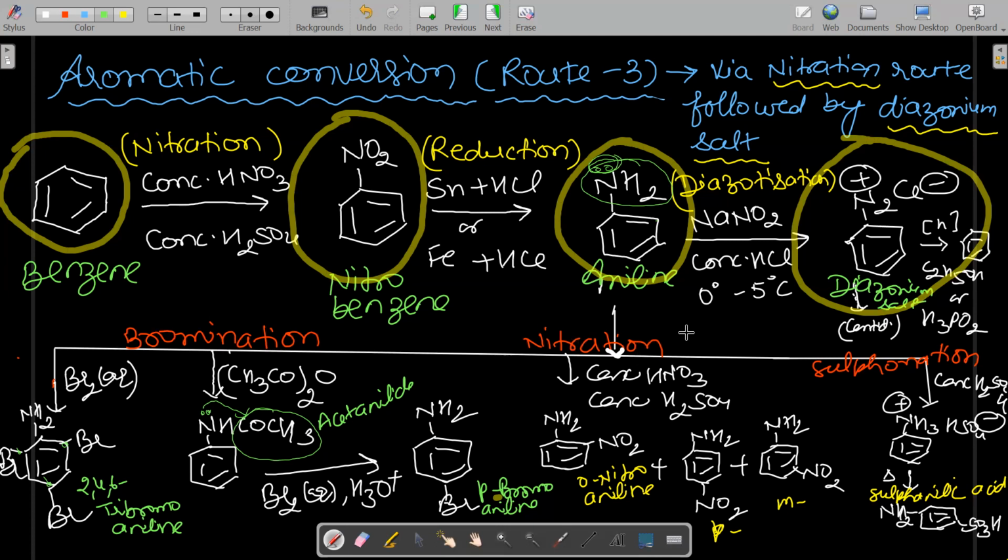Now the next reaction is nitration. Aniline undergoes nitration reaction using conc. H2SO4 and conc. HNO3 to get nitroaniline. Here again one more question arises. All of you know this NH2 group is which directing group? Ortho-para directing group. If it is an ortho-para directing group, due to resonance effect plus R effect, we get two products only, ortho and para.